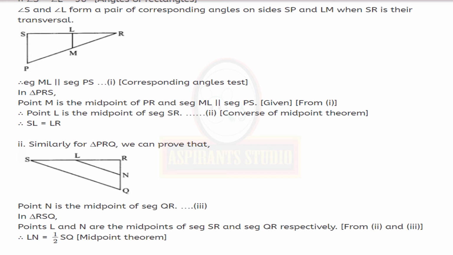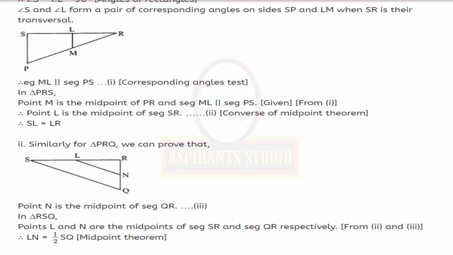So here we are having point M as the midpoint of PR, only one midpoint we are having, and segment ML is parallel to segment PS. So we can apply the converse of midpoint theorem here and say the other point L is the midpoint of segment SR. Therefore, since L is the midpoint of segment SR, we can write SL is equal to LR.